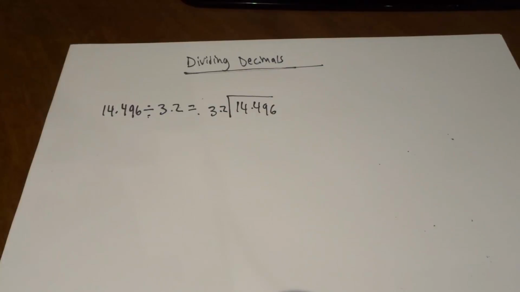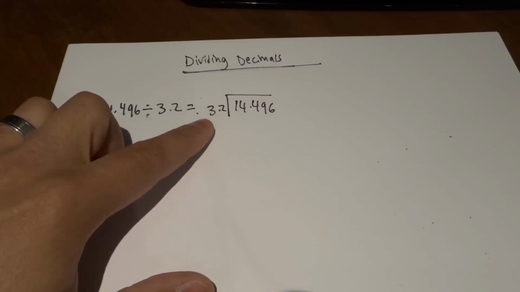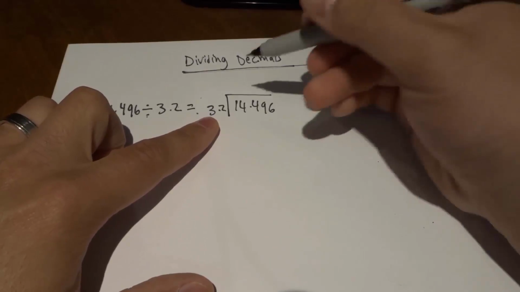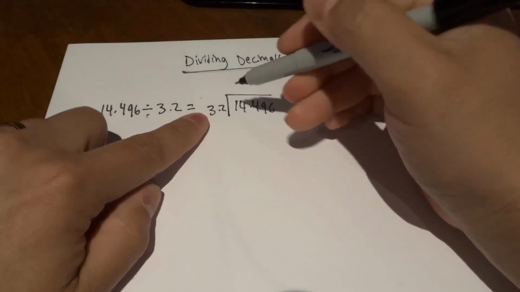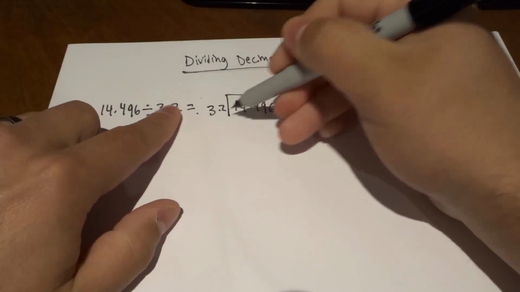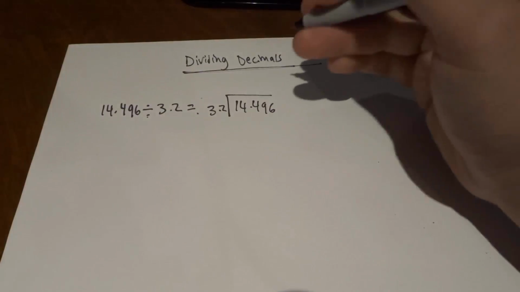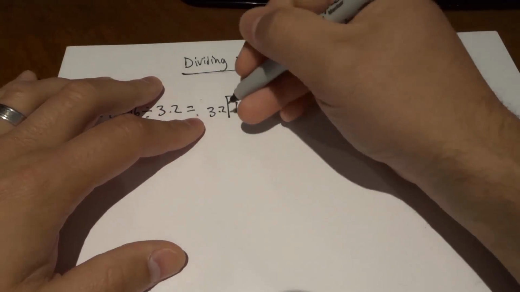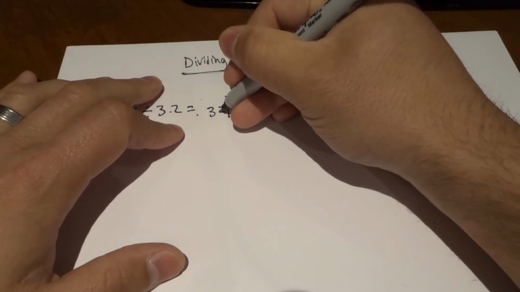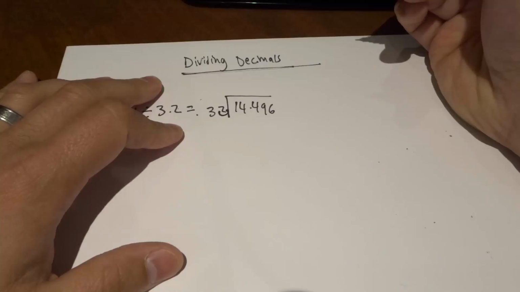14.496 on the inside. Now, in order to make this a lot easier on yourself, you have to get rid of the decimal on the outside number. You can see right here, now that I've rewritten it, there's a decimal on the outside number, 3.2. We want to move the decimal until we don't have to see it anymore. So in this situation, I'm going to move it once to the right. So the new decimal will be right there, okay?